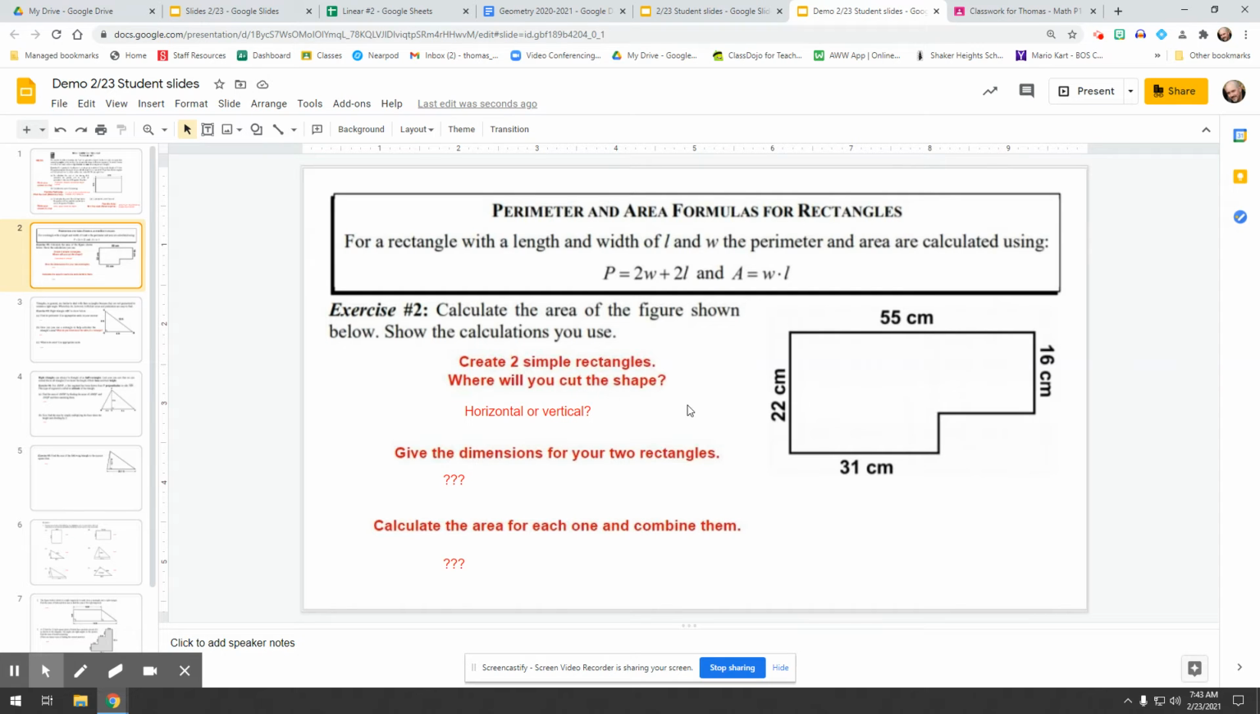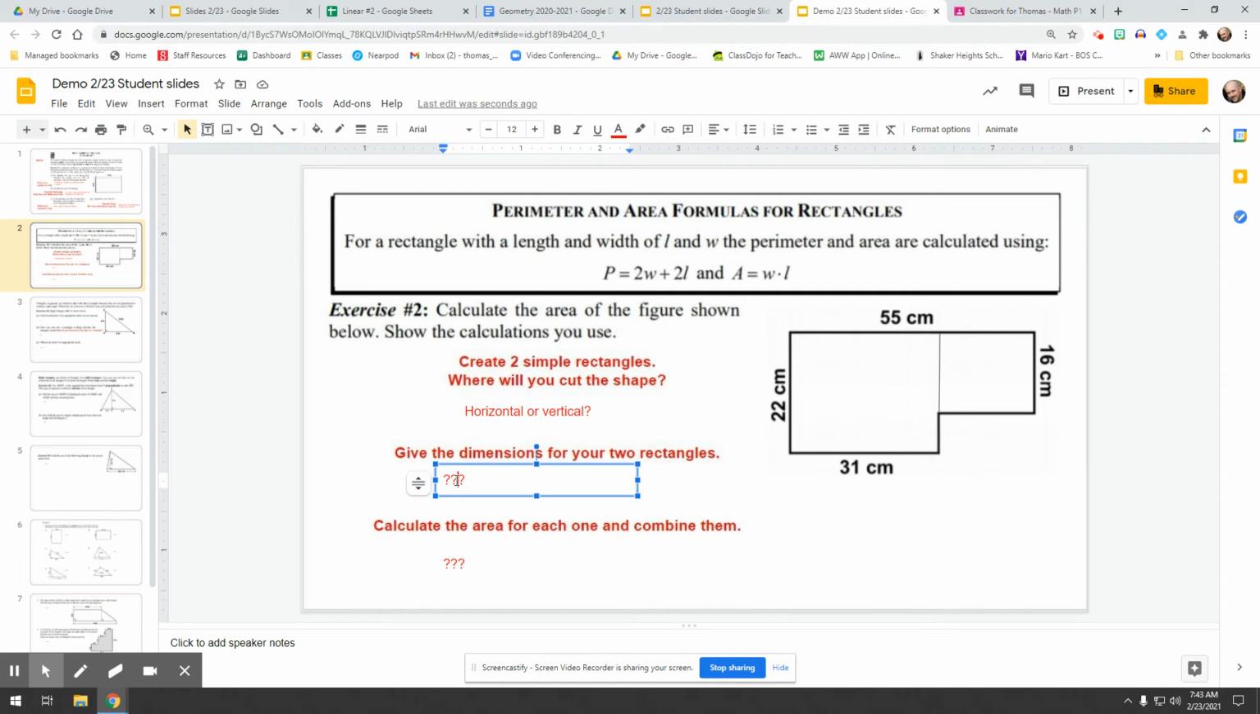Where will you cut the shape? So this is your choice. You can do either one and it'd work either way. You can cut it horizontally, or you can cut it vertically, but you want to cut it into two separate rectangles. Which one would you cut, horizontally or vertically? Me personally, I think I would cut it right here. And now I have two rectangles. So what are the dimensions of these two rectangles? Well, the one on the left is pretty easy. That's 22 times 31.